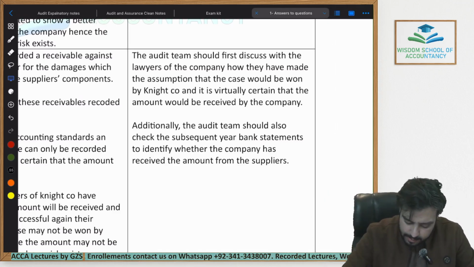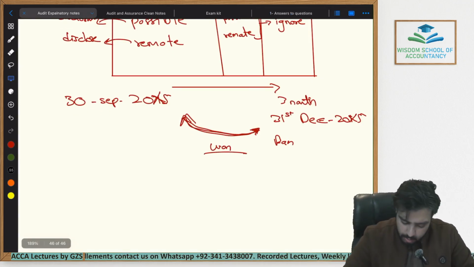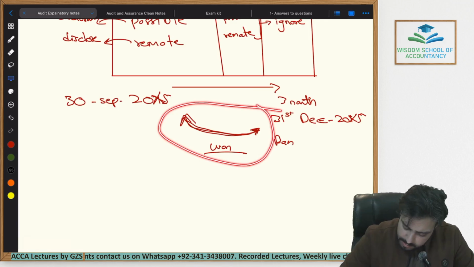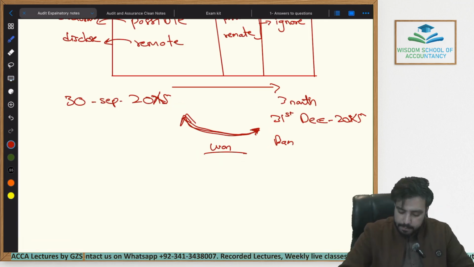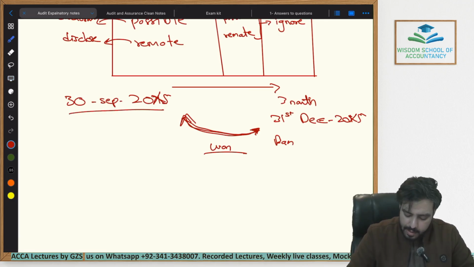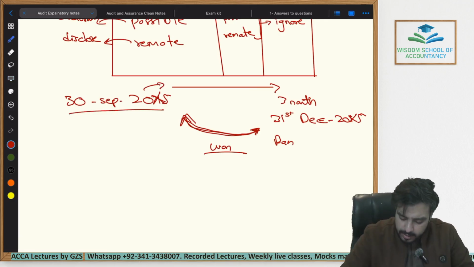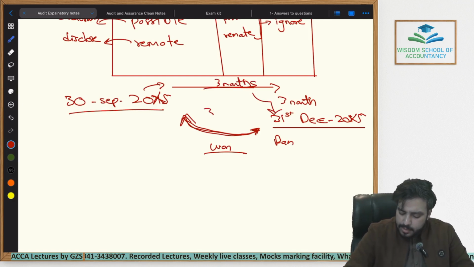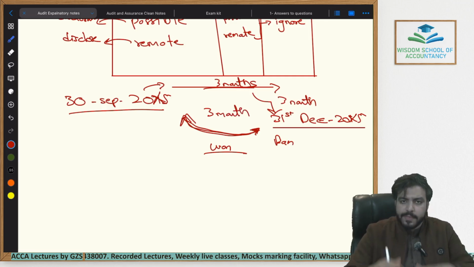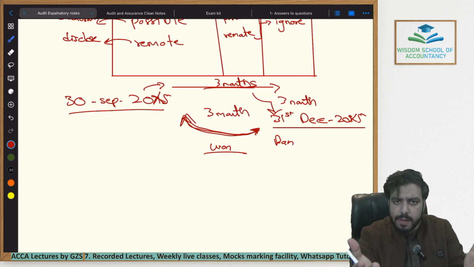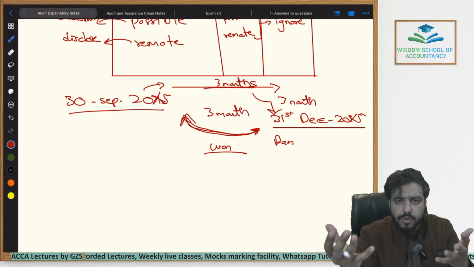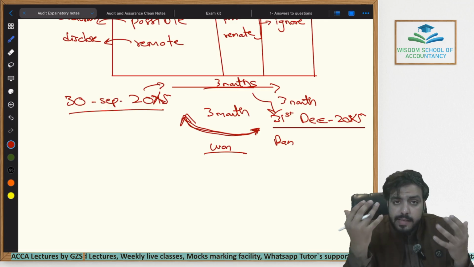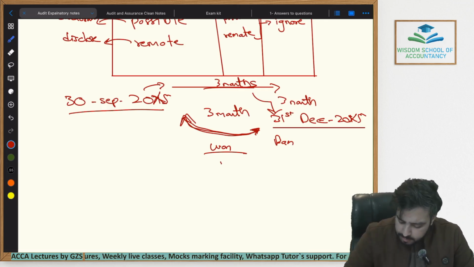And how can we verify that? Simply, you can let the audit team know that during this period of 3 months after the year end of the company, the financial statements have been made for this year. They have been given to you. You will be auditing them for the next 3 months. Your audit will be complete. Expected date would be 31st of December 2015. So during this 3-month period, if the case is won, the management will have received a payment from this supplier. Yes or no? Obviously, yes. So for these 3 months, ask the management to share the bank statements with you and look at these bank statements.